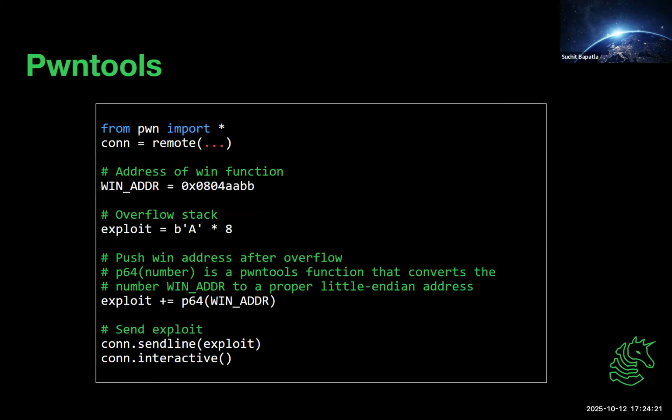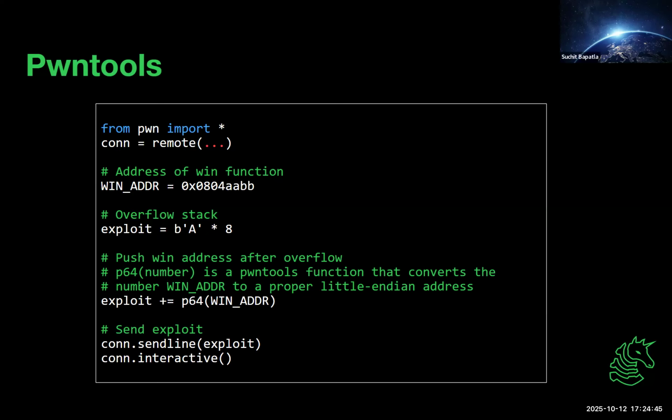So from here, you can also use pwntools. You can send to a remote connection that you defined earlier. You can set whatever your win address is, and then you can basically chain together an exploit with the win address. So you're creating an exploit with 8 bytes of A, and then you're adding your win address to the end of that.